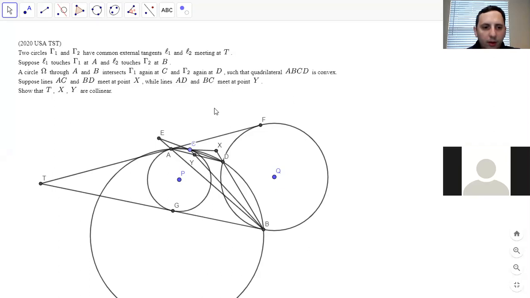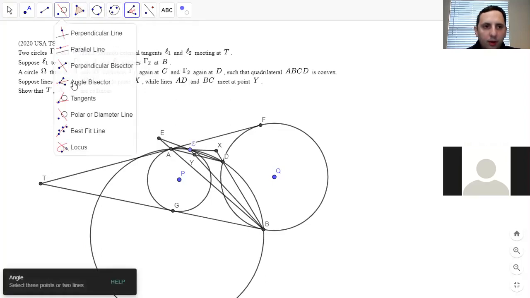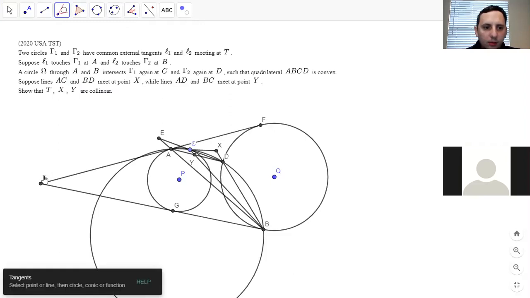It's a good way to do that. So we could try to draw the tangents from T to the big circle, and then maybe use harmonic, like find harmonic quadrilaterals or something. Let's see. I draw the tangents from T to this circle.